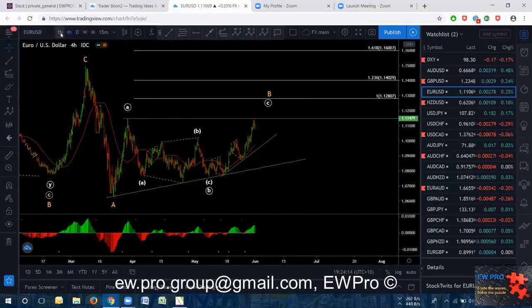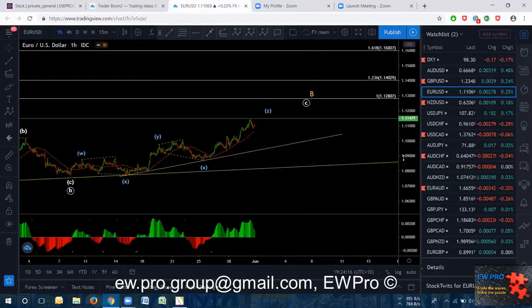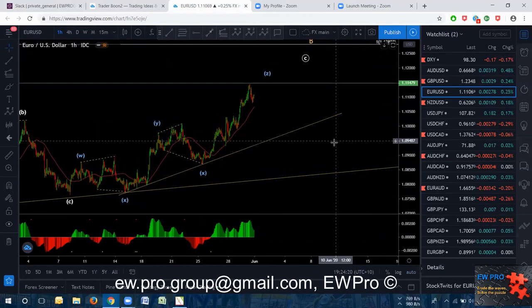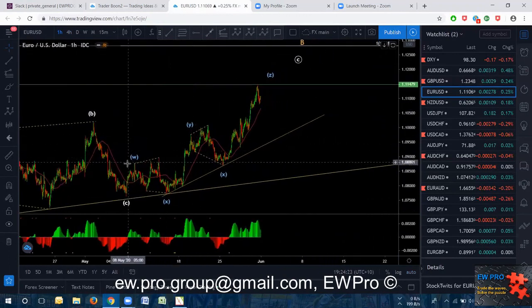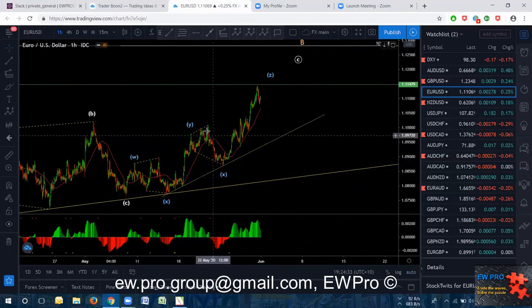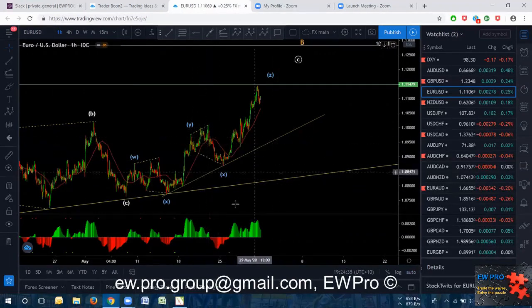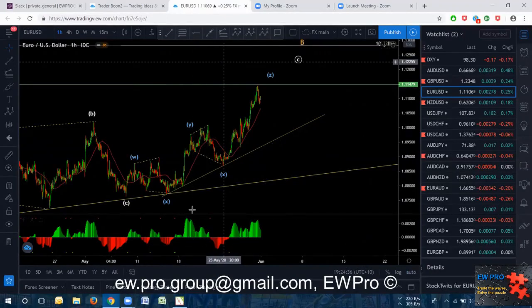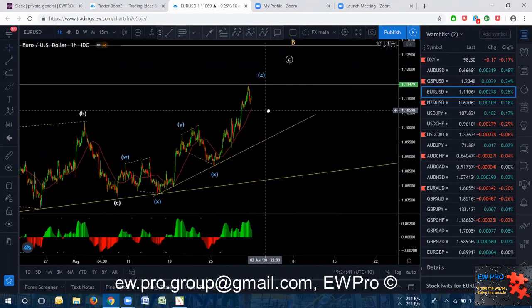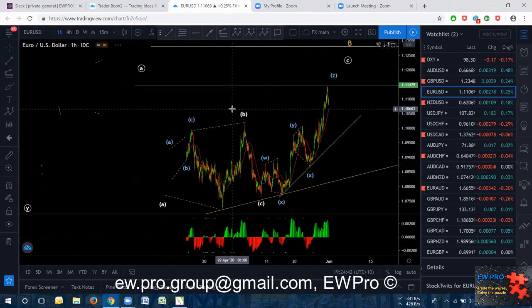If we go down to the H1, we're getting an extended Z wave up. Very difficult to trade because you can see that we're getting these expanding flats in here, in the W and in the X's. We're getting these expanding flats. We are getting bearish divergence here. So it hasn't quite broken this top.